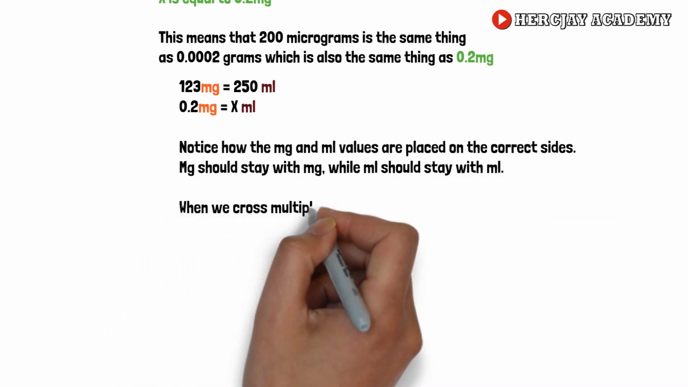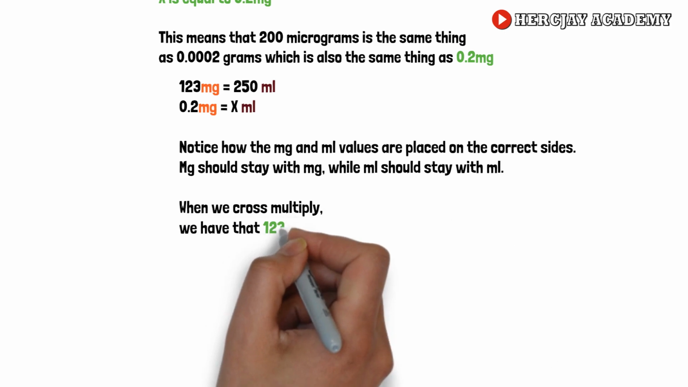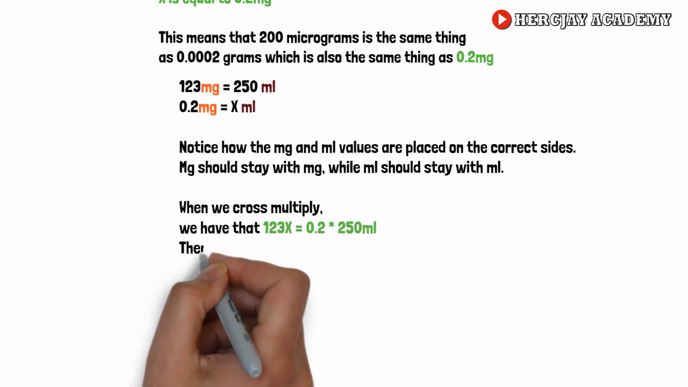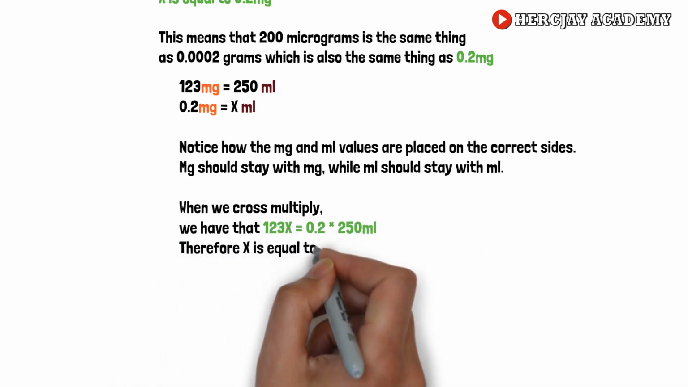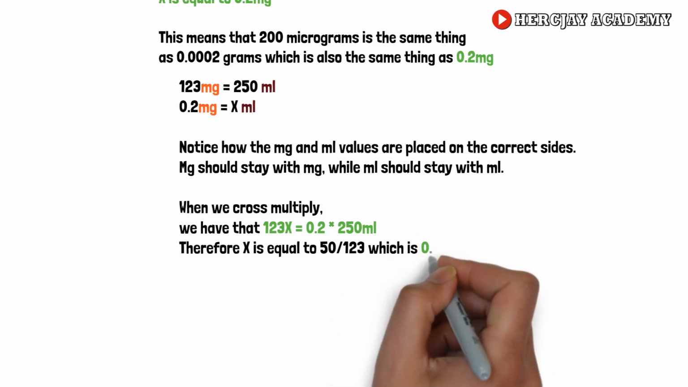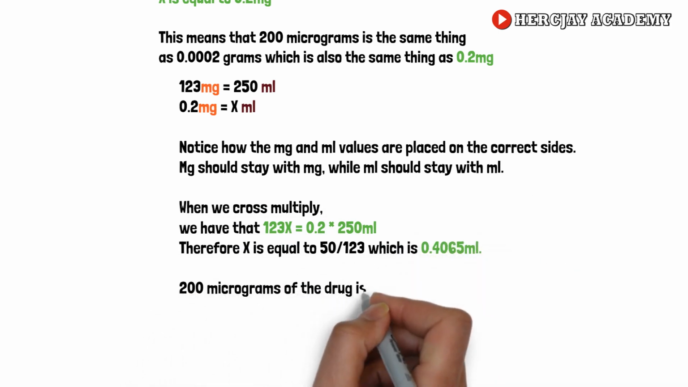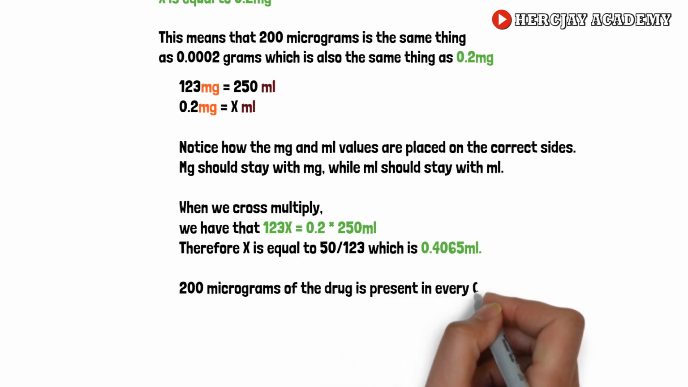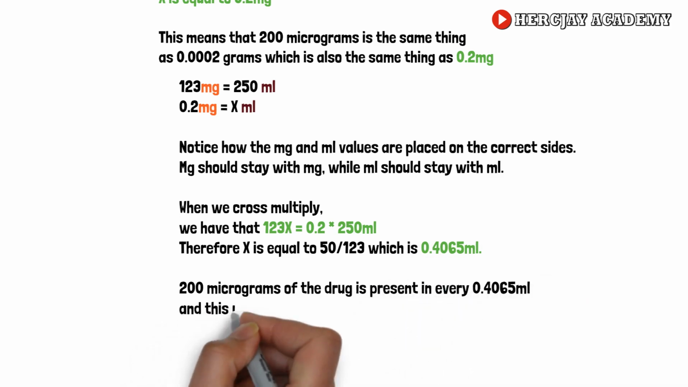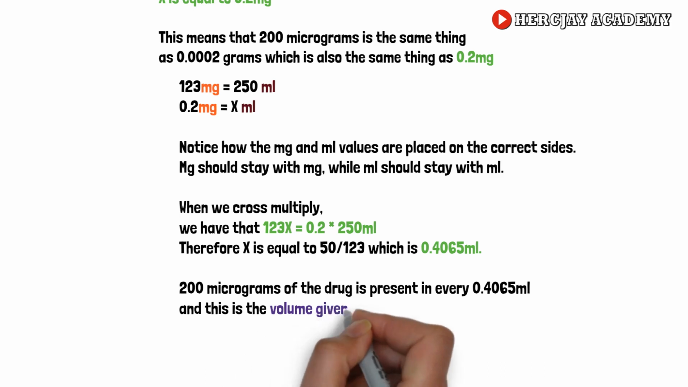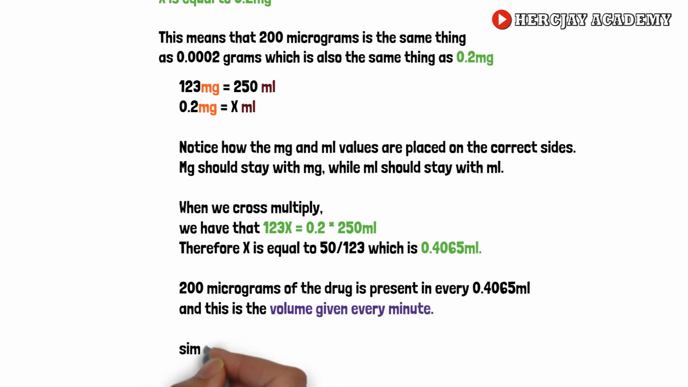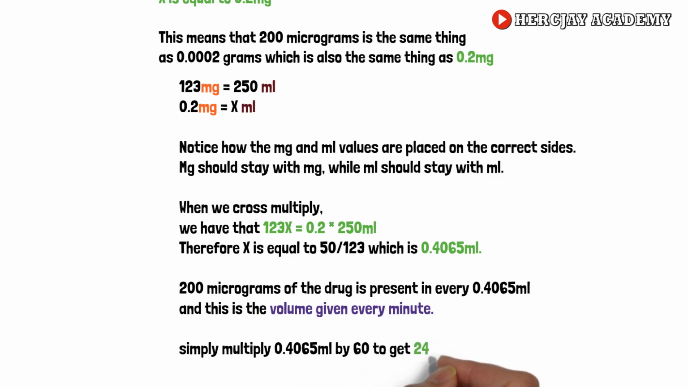When we cross multiply, we have that 123x is equal to 0.2 times 250 ml. Therefore, x is equal to 50 all over 123, which is 0.4065 ml. This means that 200 micrograms of the drug is present in every 0.4065 ml of the solution administered, and this is the volume given every minute.